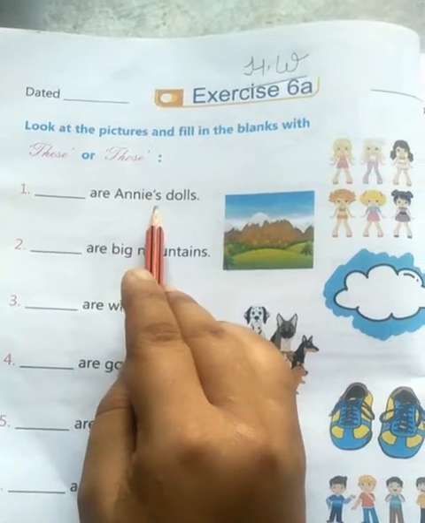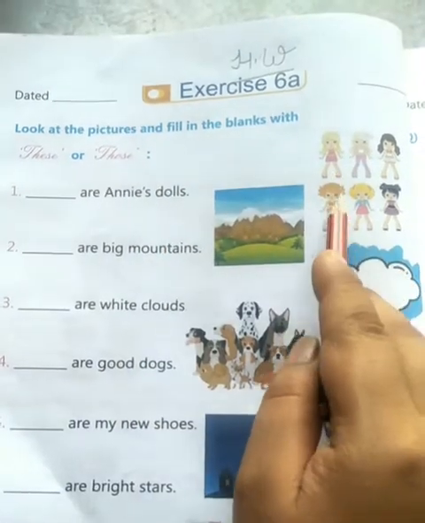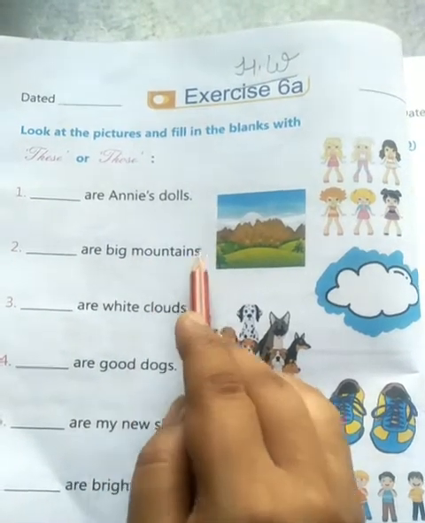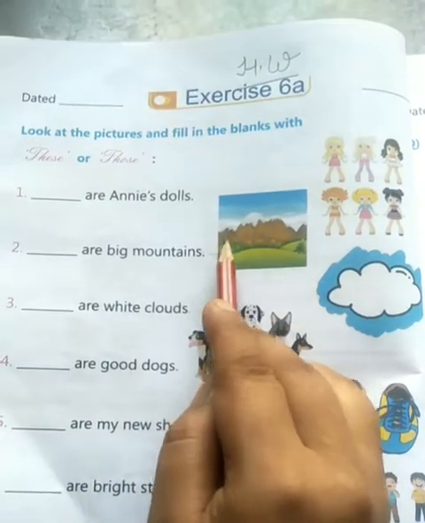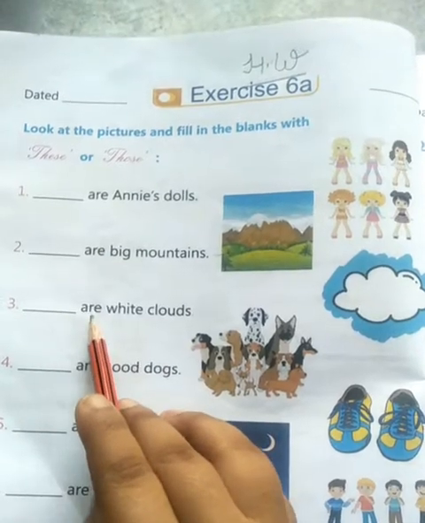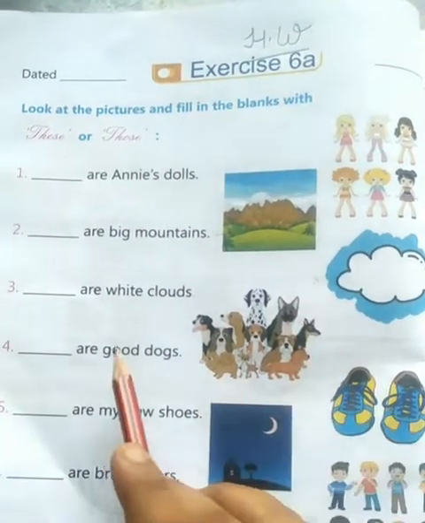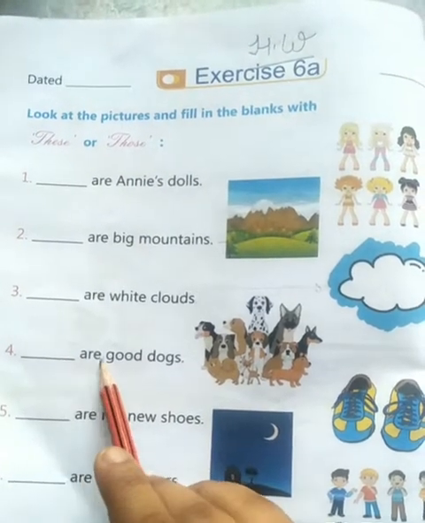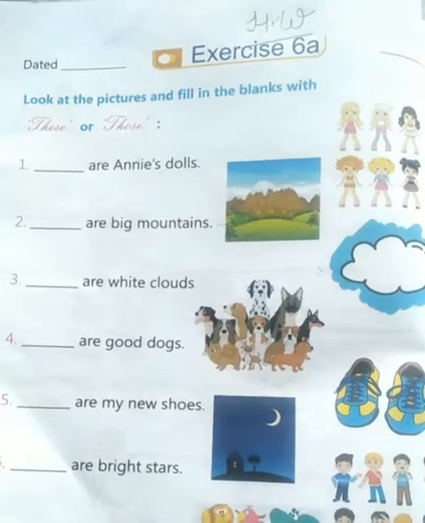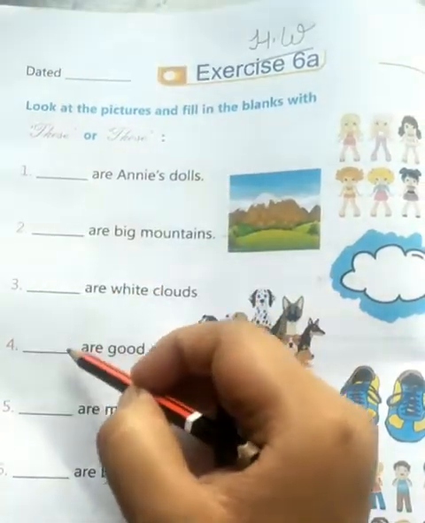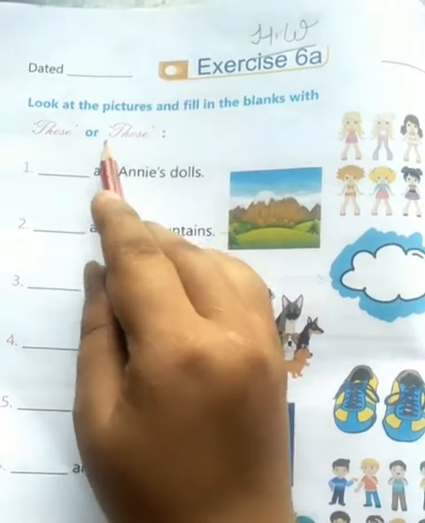Dash are Annie's dolls. Here are the dolls. Dash are big mountains. Here are the mountains. Dash are white clouds. Oh, far. Dash are good dogs. These are dogs. So like this, you have to fill these blanks with either these or those.